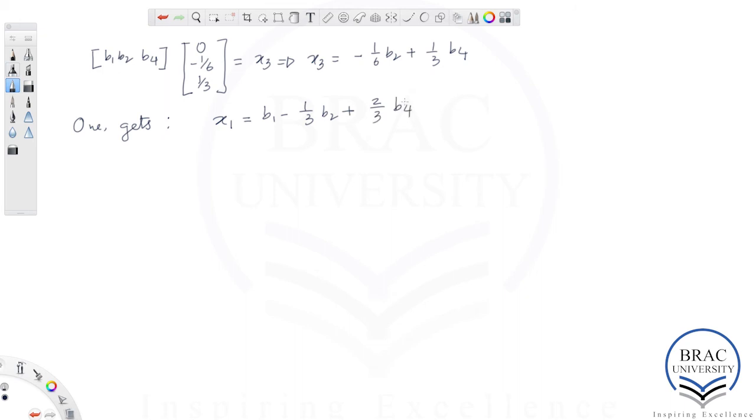And x2 is equal to minus b1 plus 5/6 b2 minus 2/3 b4. And finally x3 is equal to minus 1/6 b2 plus 1/3 b4. This is what we call equation number 27. Okay, good.